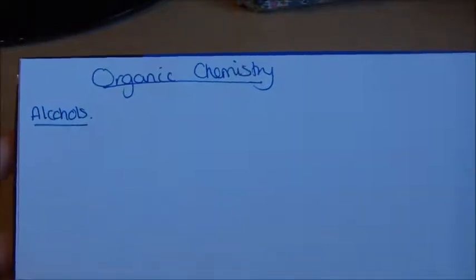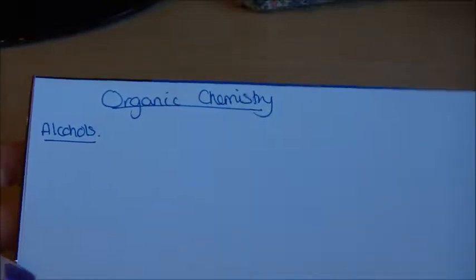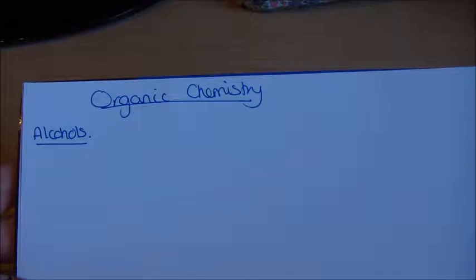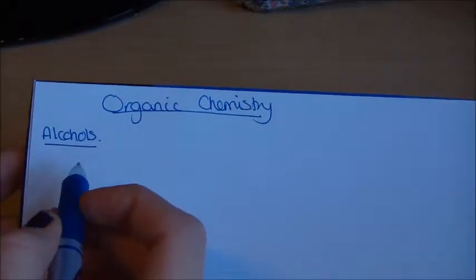Okay, so this is a quick video on a bit of organic chemistry to do with homologous series and alcohols in particular. A homologous series is a family of compounds with the same functional group. So in this case we're looking at alcohols.